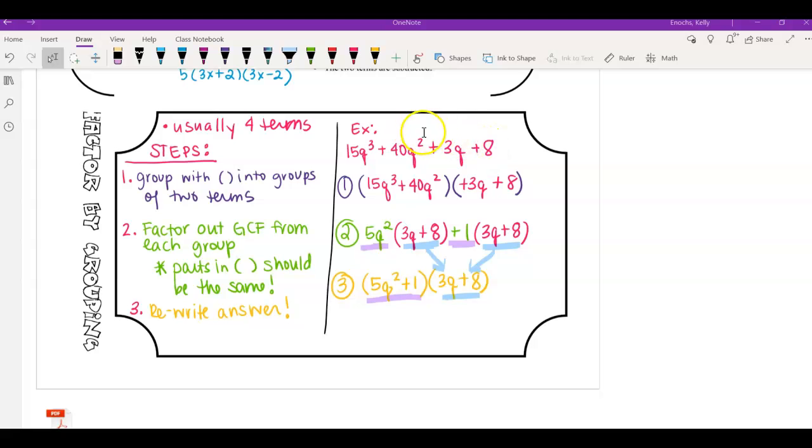So the first thing I do is just group them with two sets of parentheses. I put a parentheses around the first two groups and a parentheses around the second two groups. That's step one, add all the parentheses. Then I basically go through and treat each problem like a separate item.